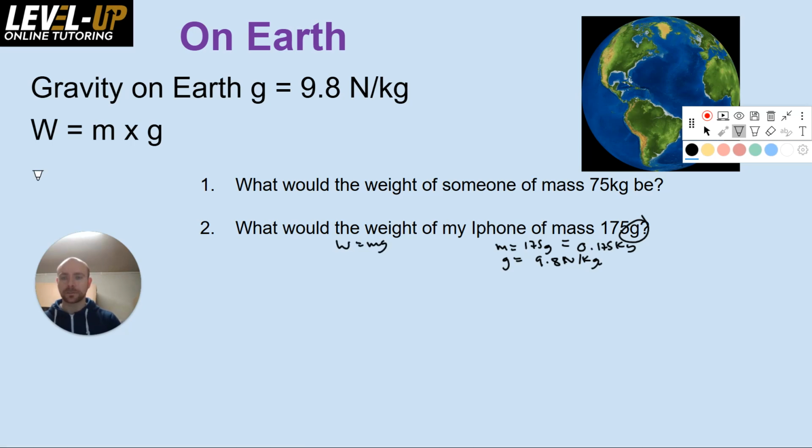Use the same formula. And what do we get? W equals 0.175 times 9.8, which equals 1.7 newtons.